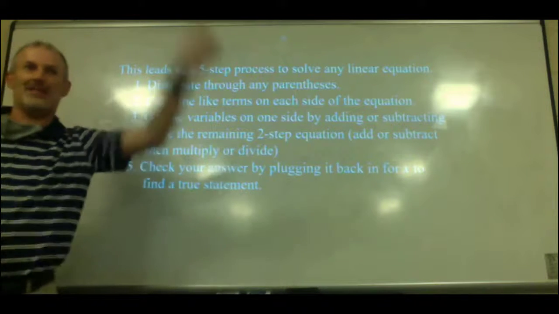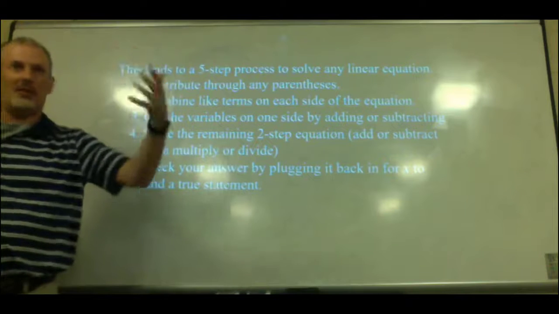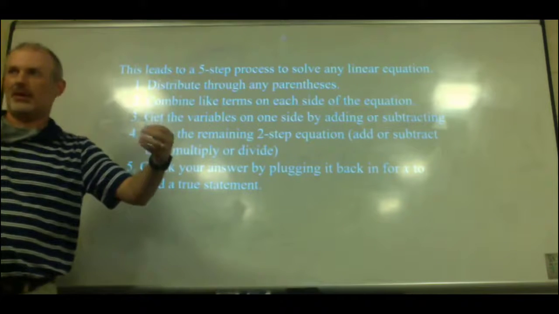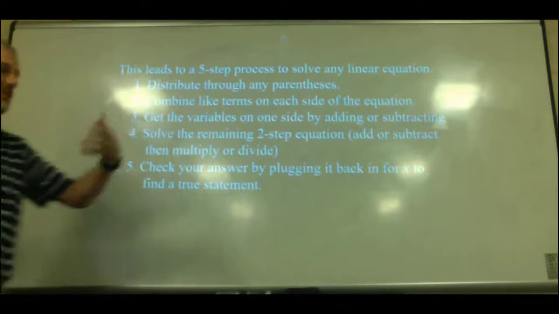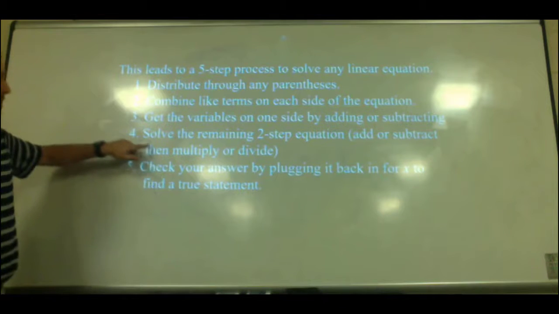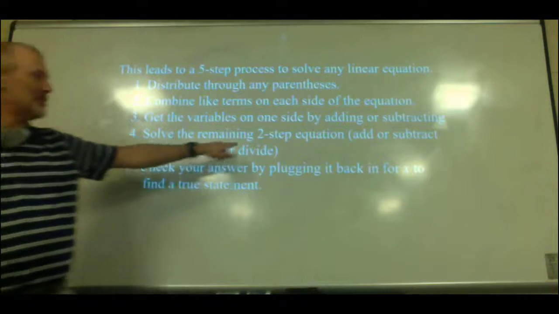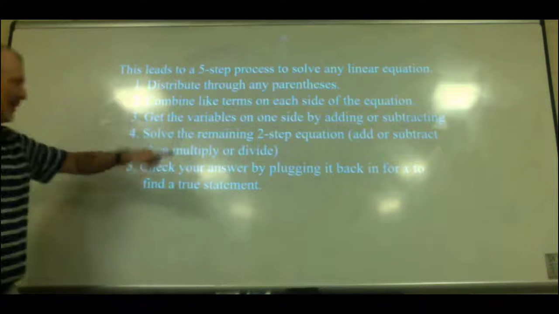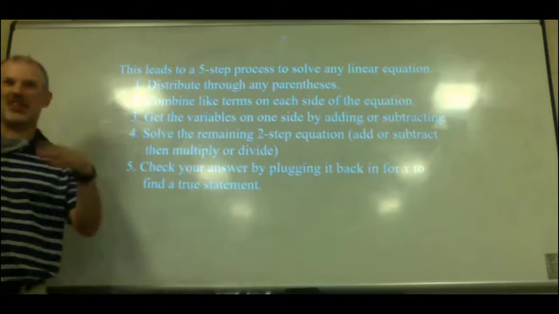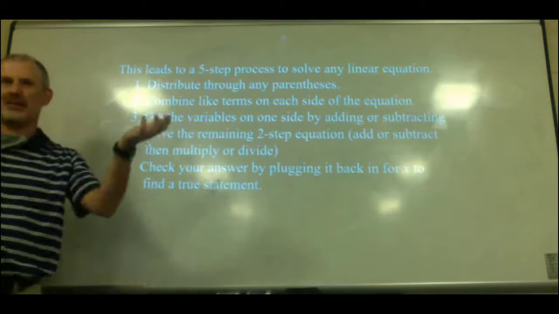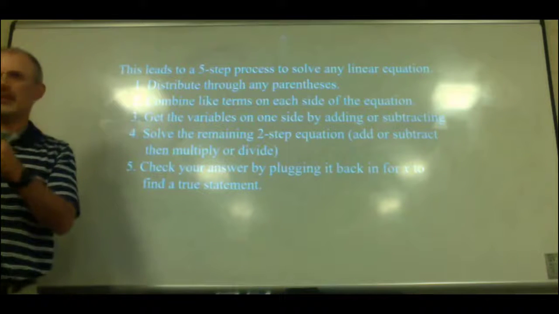So in other words, we cancel out the variable on one side, just like we did, right? When you have it on both sides, cancel one of them out. The fourth one, solve the remaining 2-step equation. Add or subtract, and then multiply or divide. So again, the layers. The addition and subtraction layers are the outside, the multiplication and division are the inside layer.